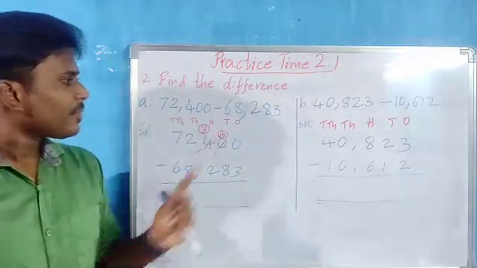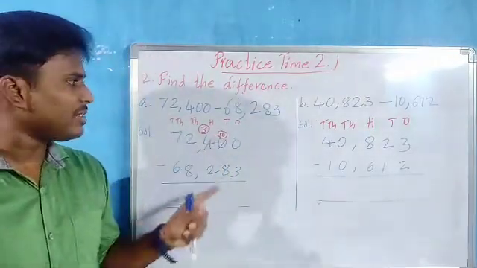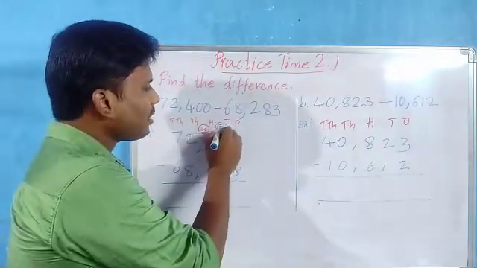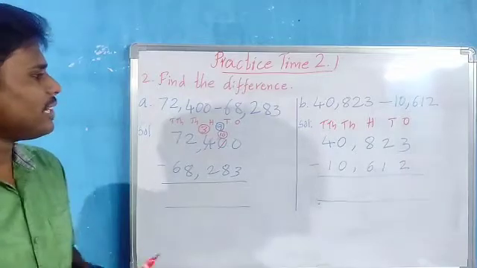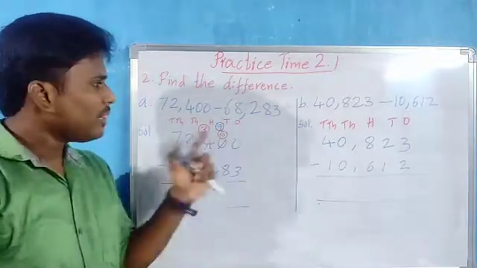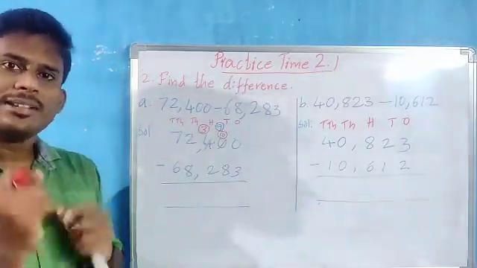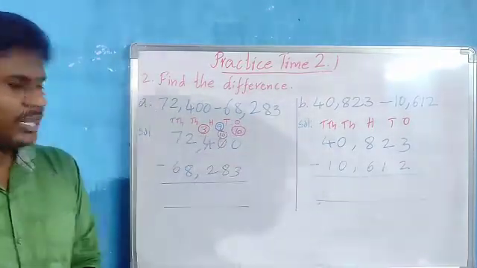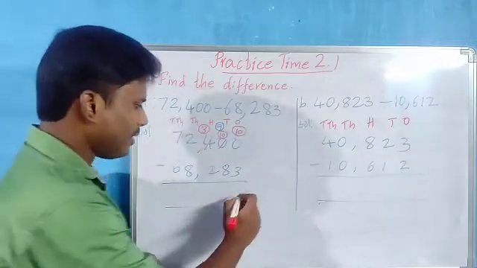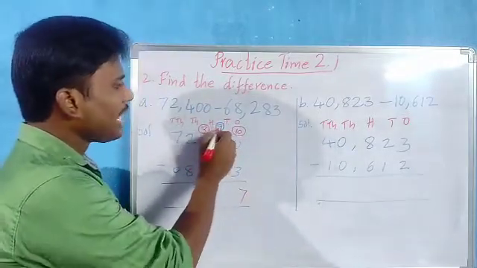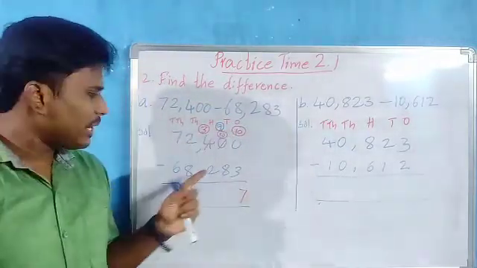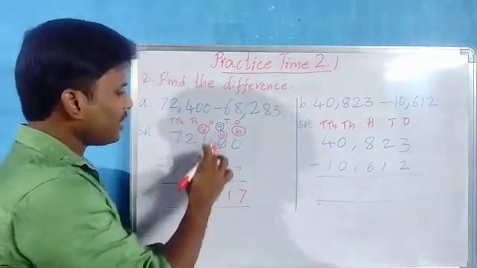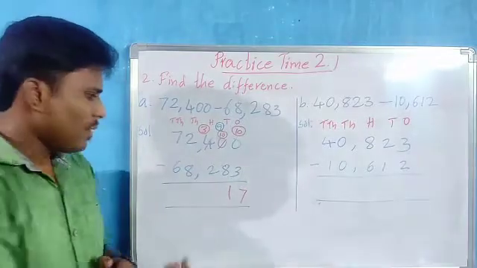But, children, we have to regroup here also. From 10 tens, 1 ten we have to regroup to the ones place, and 9 tens will be left over. 1 ten we are sending here. 1 ten equal to how many ones, children? 10 ones. Now 10 minus 3, the answer is 7. Now we have 9 tens here, children. 9 tens minus 8 tens. It will be 1. Very good. 3 minus 2. It is 1.